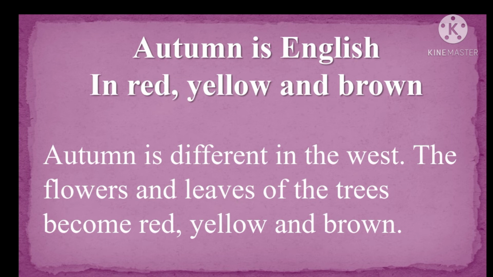Autumn is English in red, yellow and brown. Autumn is different in the west. The flowers and the leaves of the trees become red, yellow and brown. So autumn is English in red, yellow and brown.